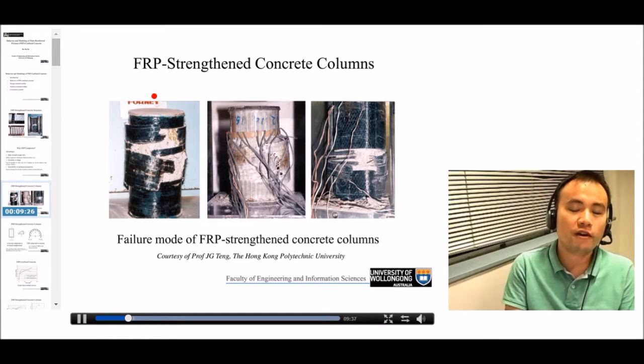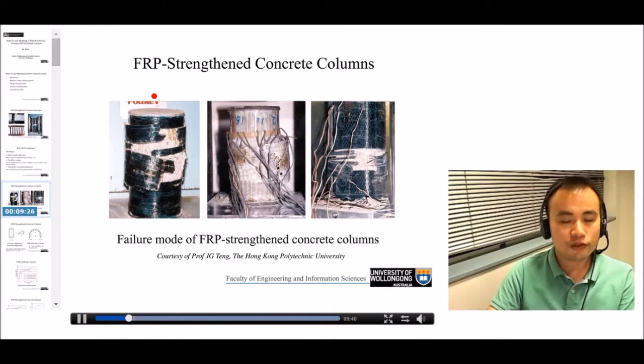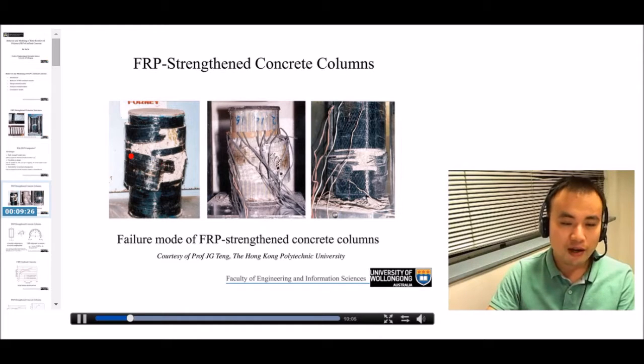Now let's move to the behavior of FRP-confined concrete columns. Let's start with the failure mode. We know that when concrete is under compression, it expands laterally. And in an FRP-confined concrete column, such lateral expansion is constrained by the FRP. Consequently, the FRP is subjected to hoop tension. So when the hoop tensile strain of FRP reaches its rupture strain, the FRP ruptures. And that is the failure mode of most FRP-strengthened concrete columns. For circular columns, such rupture can happen anywhere around the circumference because of the symmetric nature of the column. But for rectangular or square columns, such failure normally happens at one of the corners, which is the most critical region in such columns.